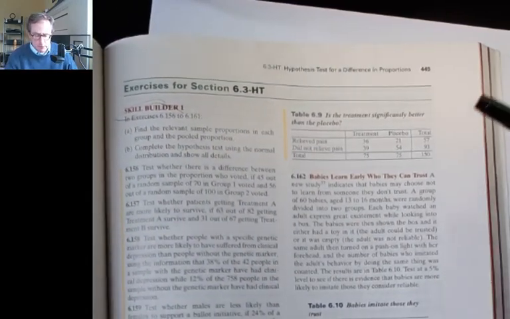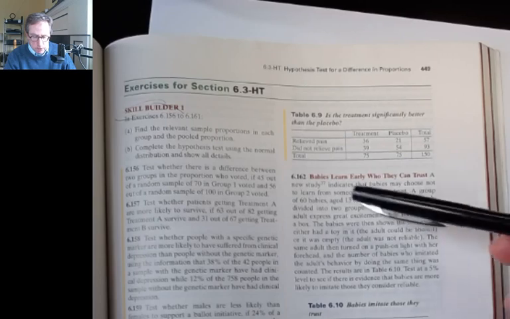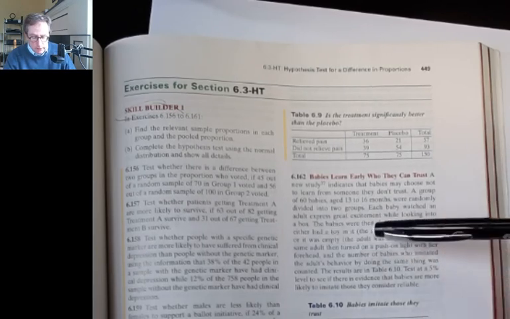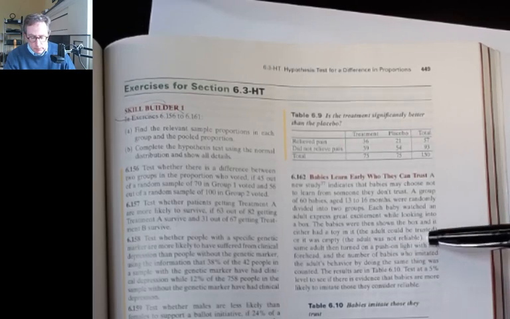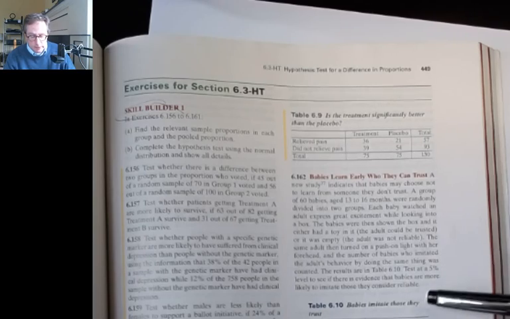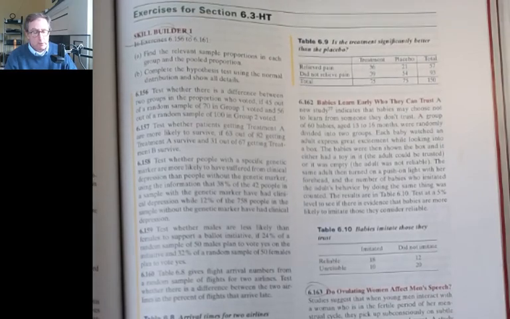162. Babies learn early who they can trust. A new study indicates that babies may choose not to learn from somebody that they don't trust. A group of 60 babies were randomly divided into two groups. Each baby watched an adult express great excitement while looking into a box. The babies were then shown the box and either had a toy in it so that they thought the adult could be trusted, or else it was empty so that the baby learned the adult couldn't be trusted. The same adult then turned on a push-on light with their forehead, and the number of babies who imitated the adult's behavior by doing the same thing was counted. The results in table 6.10, test at a 5% level to see if there's evidence that babies are more likely to imitate those they consider reliable. So there's a table there, and of course we're going to take the numbers from the table.